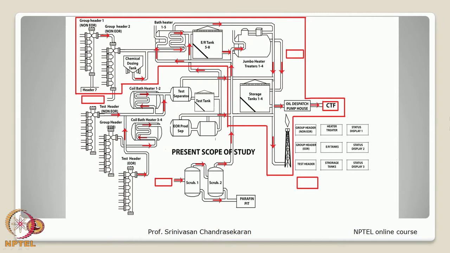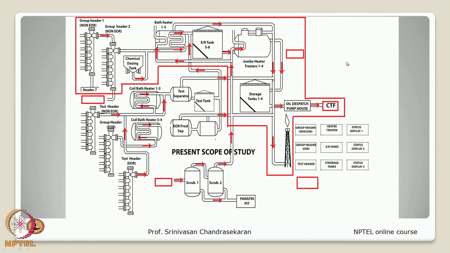This was the process and instrumentation diagram and the flow diagram which has been discussed in the last lecture. The group headers 1 and 2, which have production manifolds connected and produce crude oil, deliver it to the bath heater. Bath heater separates oil, water and gas. The gas separated here is taken straight away to the flaring stack. The oil and water mixture partially enters the emulsion recipient tank, where oil and water are separated, and the separated water is taken out to the effluent treatment plant, where it is further treated before it is disposed to sea.